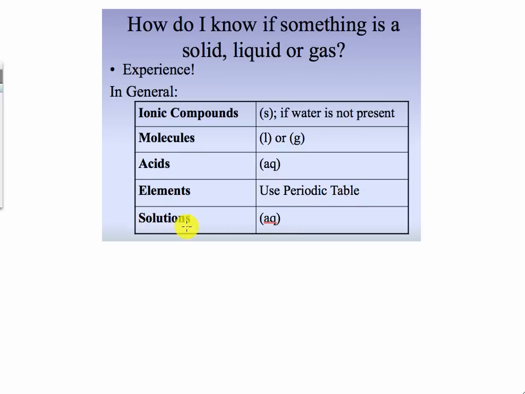Okay, and then any solution that you have. So if it says a solution of this is reacted with something, solutions are always going to be AQ as well. Okay, so again, you might want to pause this and write these down so you have them in your notes. But that's pretty much the state of matter. And as I said, if I'm going to take points off for an incorrect state of matter, I will be very specific and tell you that I will do that. Okay? Alright, so let's take a look at our chemical equations.